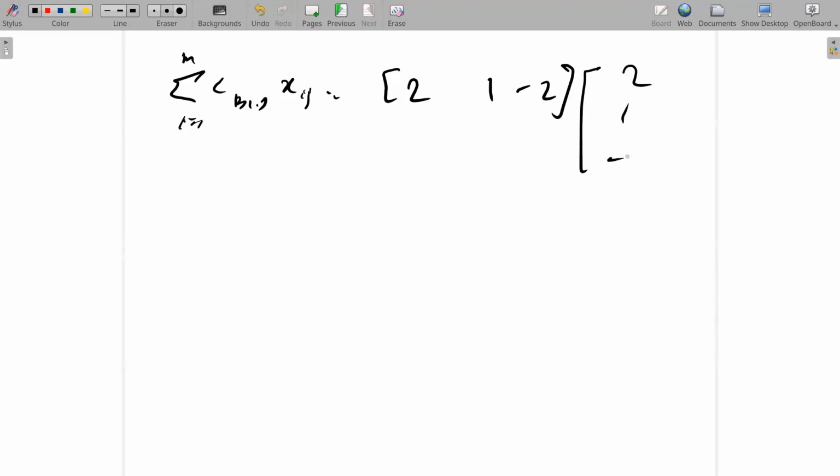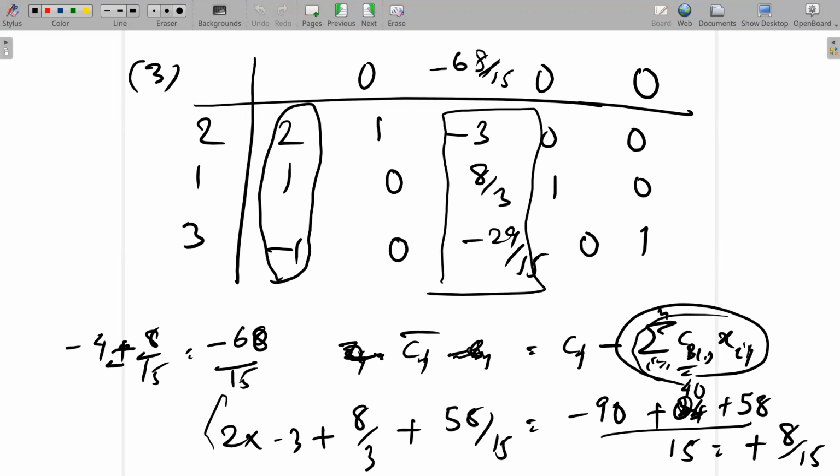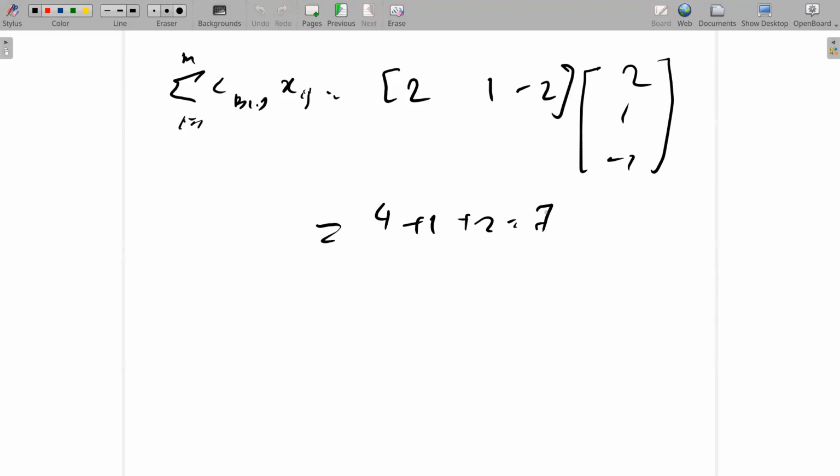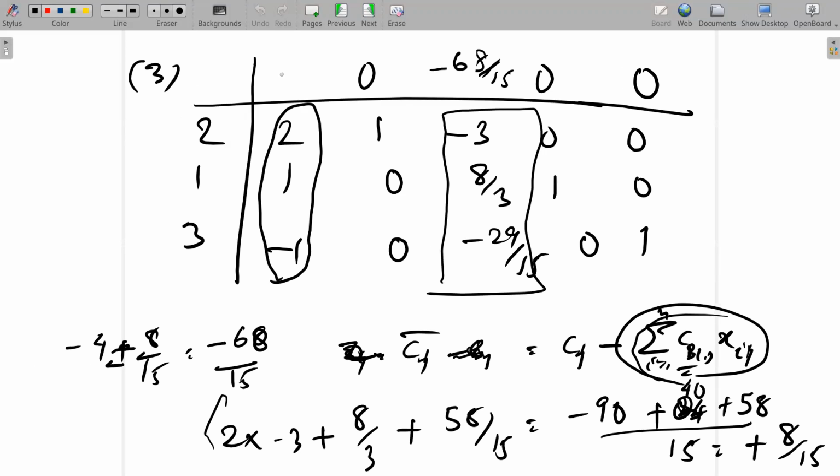So 2, 1, minus 1. So this is 4 plus 1 plus 2. This is 7. Now I have to look at C1 because I'm looking at the first column. What is C1? That is 10. So C1 bar is 10 minus 7, which is equal to 3. So this will be 3.